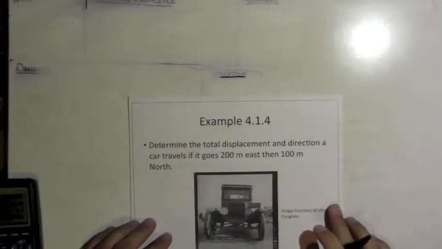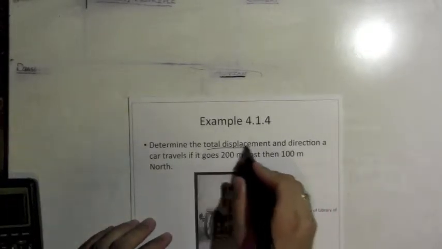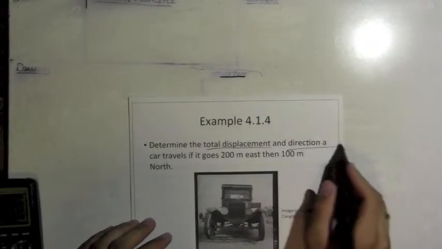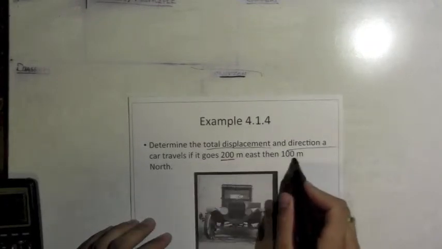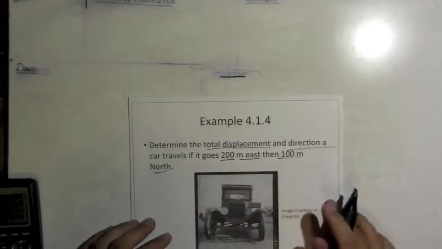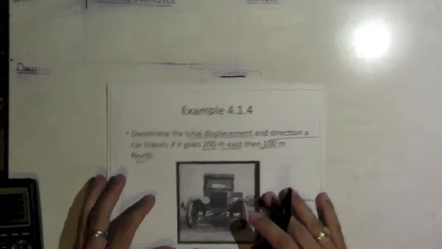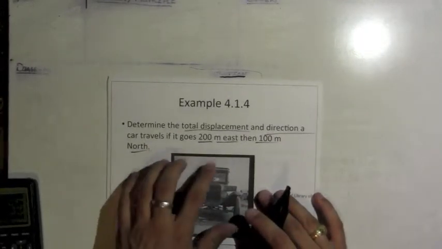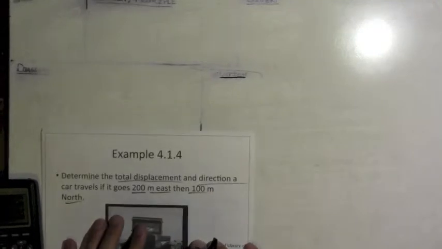This is example 4.1.4. It says determine the total displacement in direction a car travels if going 200 meters east and 100 meters north. Okay, so once again, when you've got these multi-directional problems, a lot of times it helps to draw it before you actually do anything else.